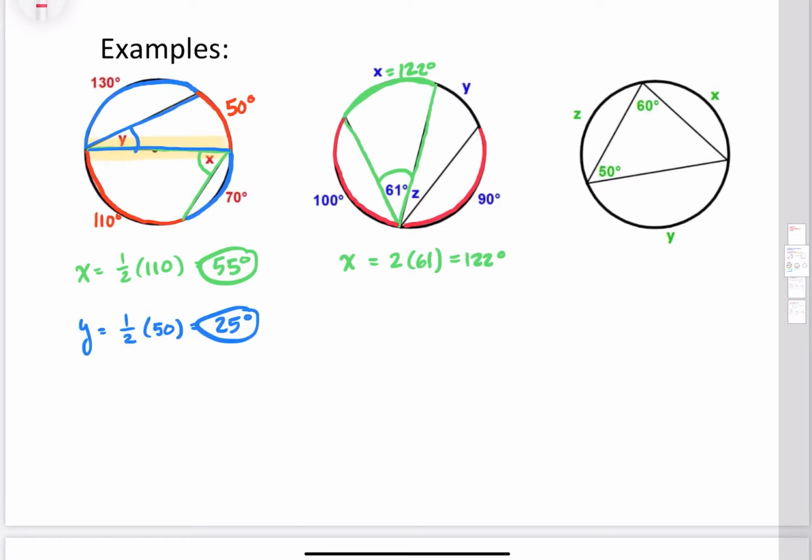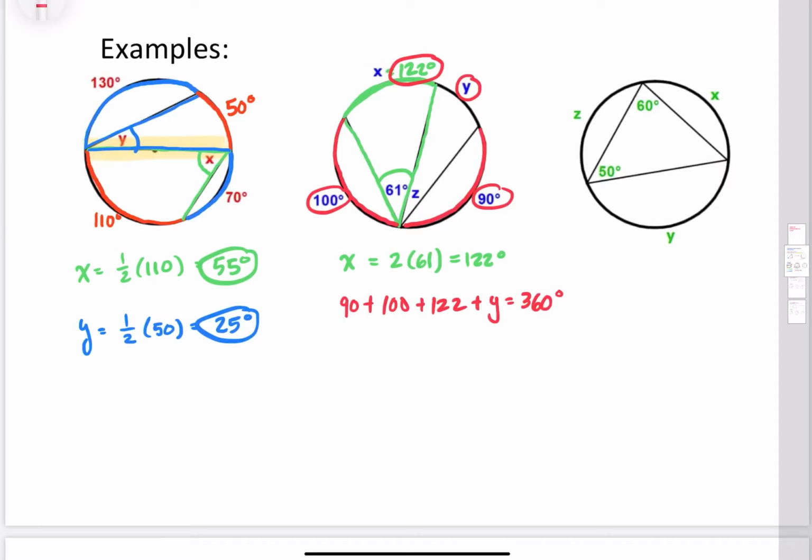Well, if I go all the way around my circle, I can figure out what Y is. Really, what I need to do is take my 90 plus 100 plus 122 plus y, that all adds up to a full circle, which is 360 degrees.